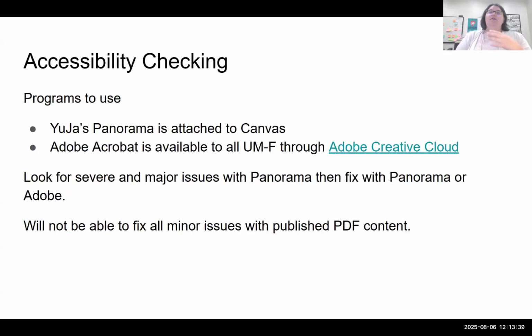Okay. So Yuja Panorama is attached through Canvas, and you can fix quite a few things with the Yuja program. Sometimes though, you might have to go through Adobe Acrobat to actually fix other things. Adobe Acrobat is the PDF editor that we all have access to as U of M Flint faculty, students, and staff through the Adobe Creative Cloud. Okay. So I would suggest using Panorama first, especially for things that you already have loaded into your Canvas courses, looking for those severe and major issues, and then trying to fix them with either Panorama or possibly going to Adobe.